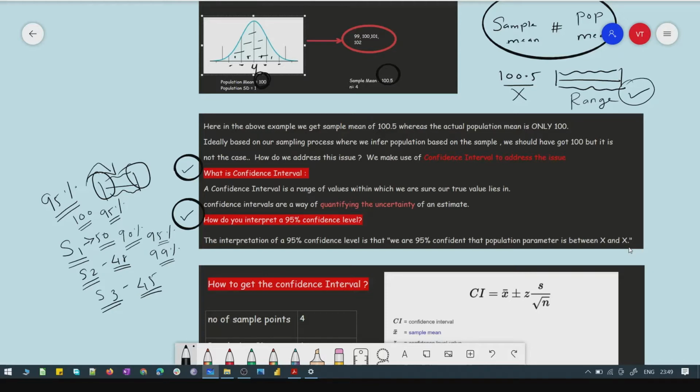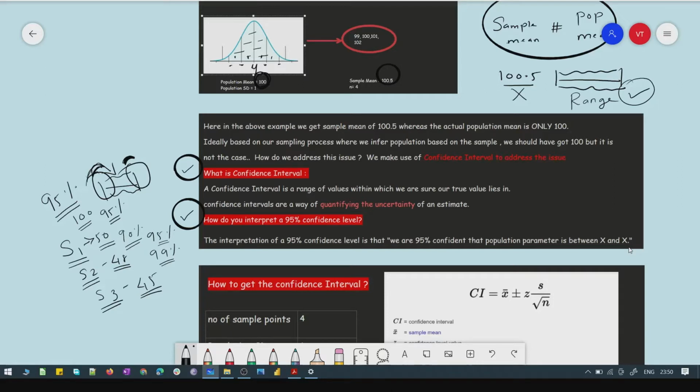The commonly used confidence levels are 90%, 95%, and 99%. A confidence level of 95% implies that if I do an experiment 100 times, taking 100 different samples, then 95% of the time the population parameter would lie between certain values. Those certain values are going to be the range that we got using the confidence interval formula. So that's what the confidence level is all about.